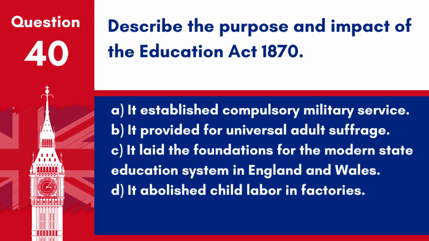Question 40. Describe the purpose and impact of the Education Act 1870. A. It established compulsory military service. B. It provided for universal adult suffrage. C. It laid the foundations for the modern state education system in England and Wales. D. It abolished child labour in factories.